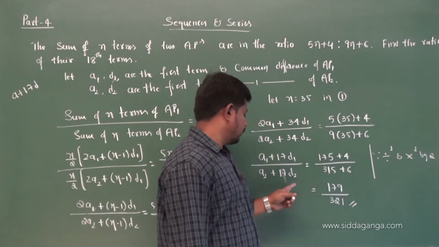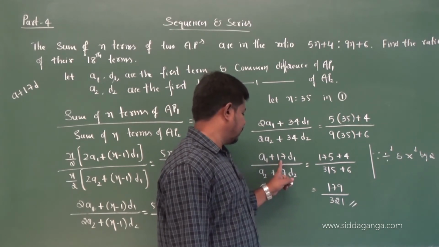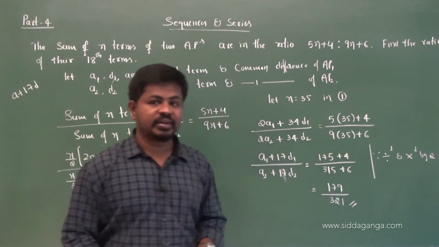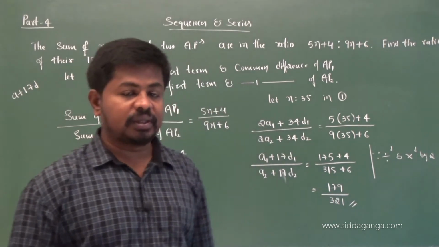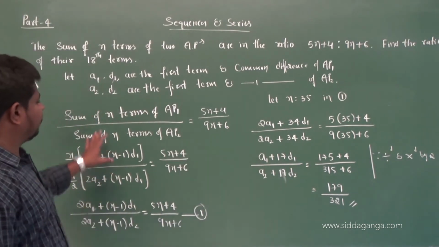You mean the ratio of 18th terms of the two APs. So this is the 18th term of the first AP, the 18th term of the second AP. The ratio is given by 179 divided by 321. Hope you got it, students. A simple one, very simple one. This is the data we have.